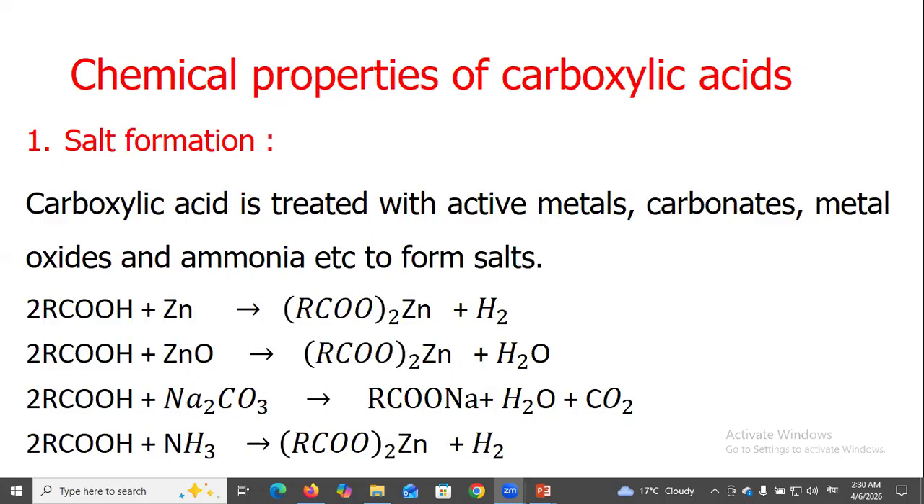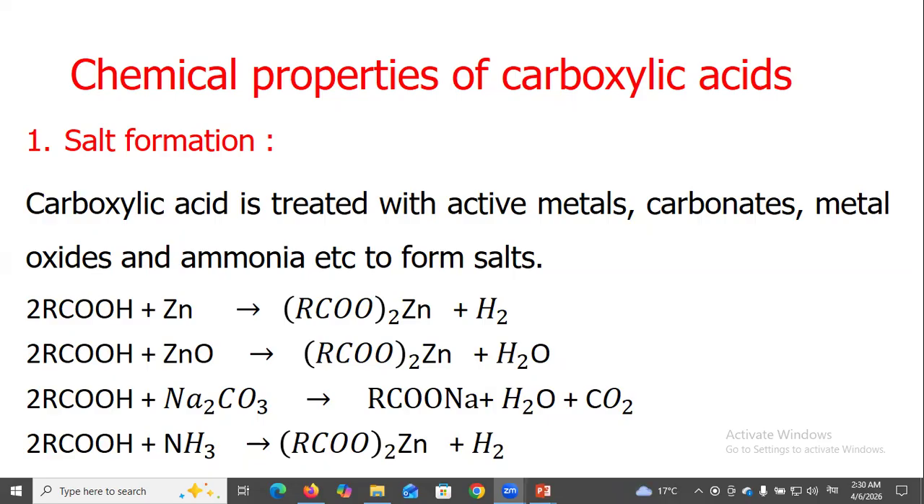Okay, chemical properties of carboxylic acids, salt formation. A carboxylic acid is treated with active metals, carbonates, metal oxides, and ammonia, etc. to form salts.